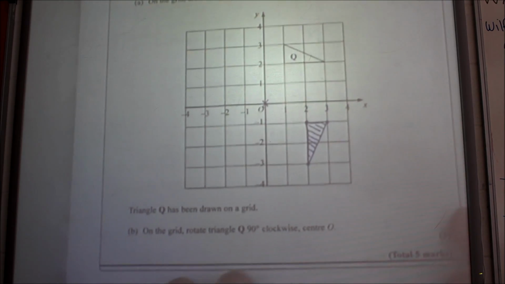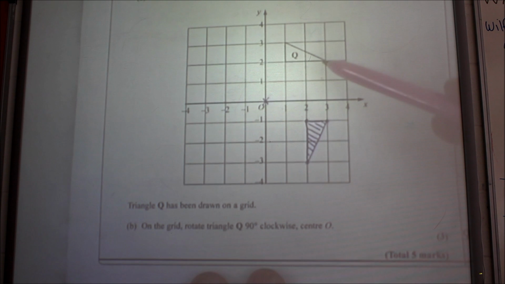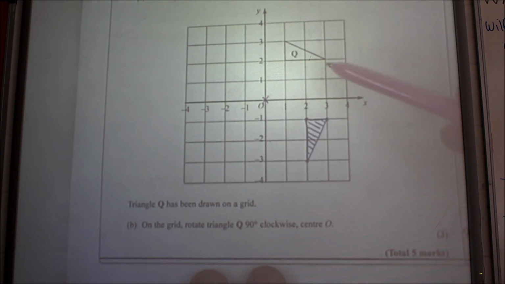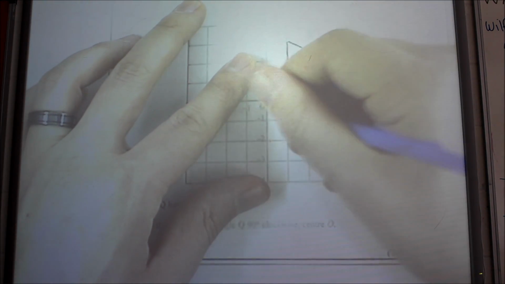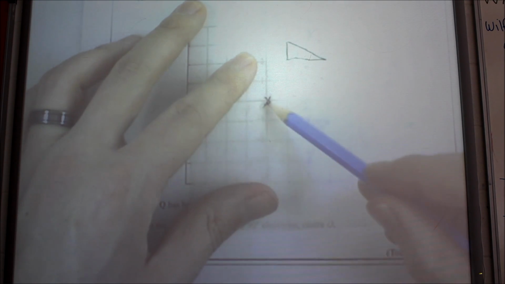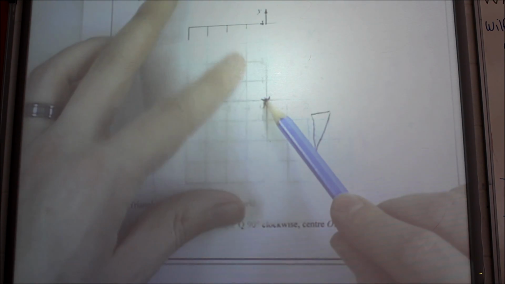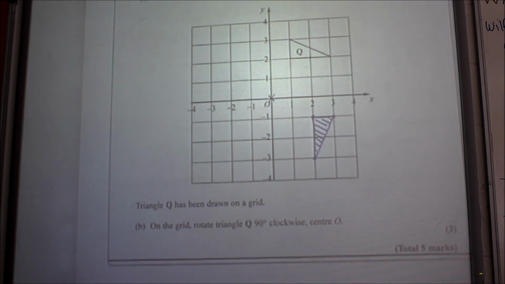Next one, triangle Q has been drawn on a grid. On the grid, rotate the triangle Q 90 degrees clockwise around the centre. So again, you need to get your tracing paper. Put it over triangle Q, draw around it, put a cross there because it says around the centre, 90 degrees clockwise, it ends up there, which is where I've drawn it. So that's how you do those ones.